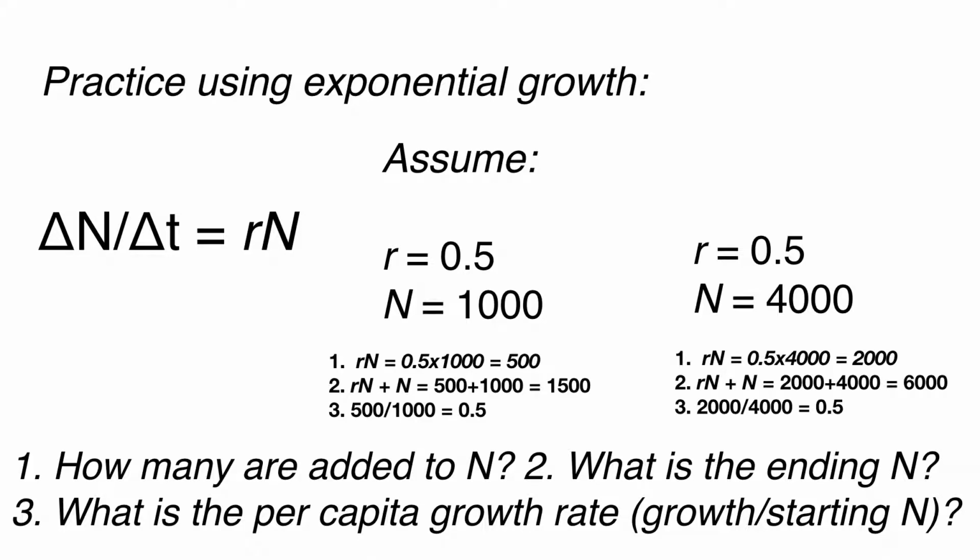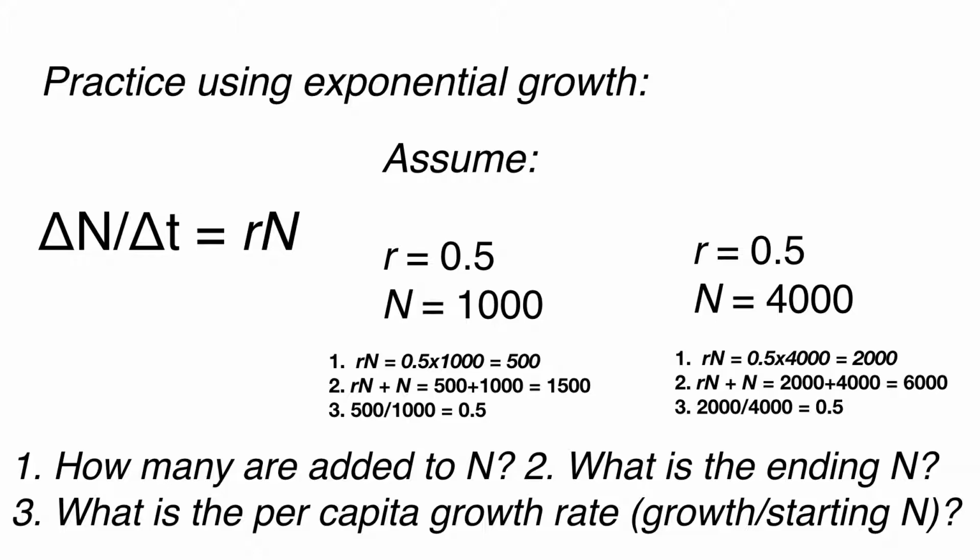So here are those answers worked out. For number 1, you just want to multiply r times n, 0.5 times 1,000 or 0.5 times 4,000, and that gives you the number of individuals added to the population. For number 2, what is the ending n? You would do r times n plus n, and that gives you the ending population size as you've added those 500 individuals to the starting population.